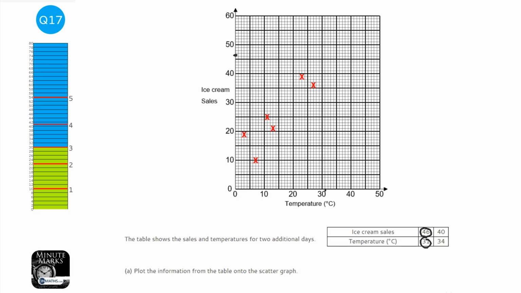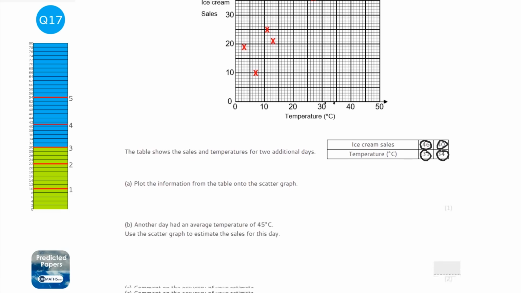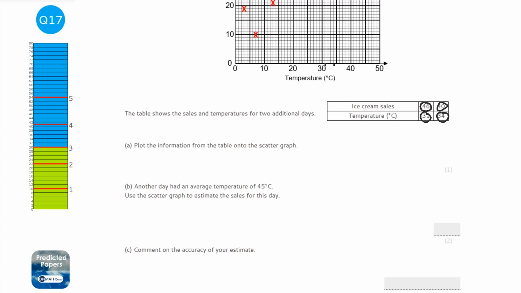So we're looking about, let's have a look, about here. Okay, next one, ice cream sales 40, which is here on the scale, and temperature 34, which is here. So we've just got to be careful, and it's about there. So those are the two plots that we want to take. Next question says, on another day had an average temperature of 45 degrees. Use the scatter graph to estimate the sales of the day.